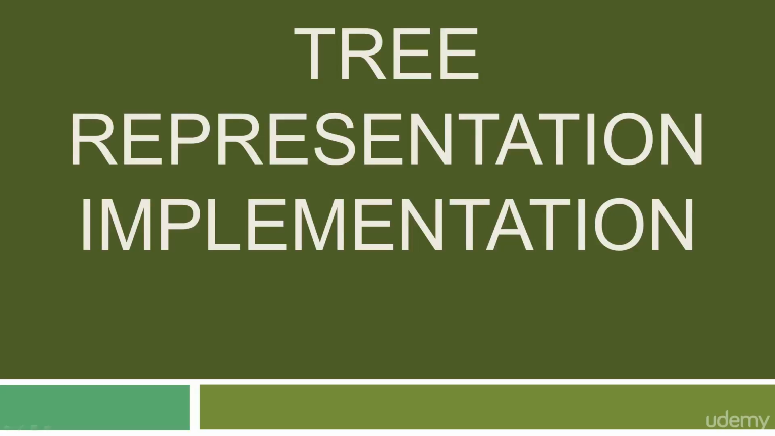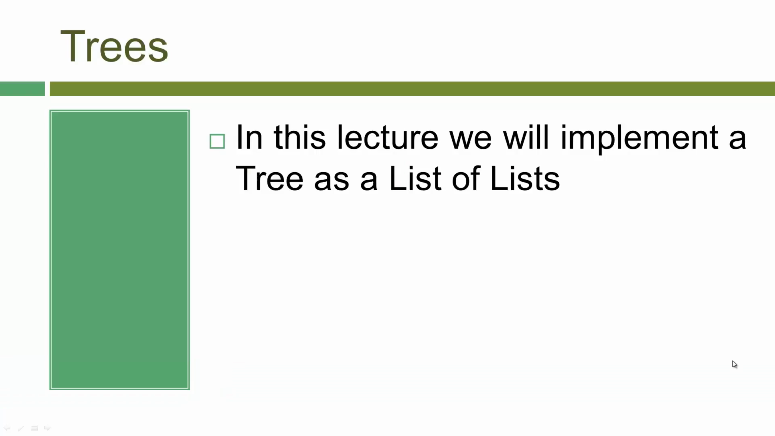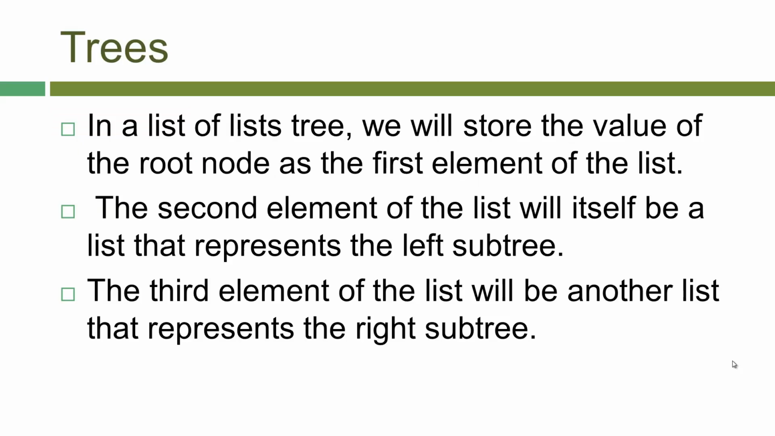Hello everyone, and welcome to the lecture on tree representation implementation. In this lecture, we're going to implement a tree as a list of lists. This is probably the simplest way you can implement a tree in Python. It's not going to be the standard way of implementing a tree. We'll learn about nodes and references in a subsequent lecture, but for right now, I just want to get a basic idea of how we could represent a tree in Python.